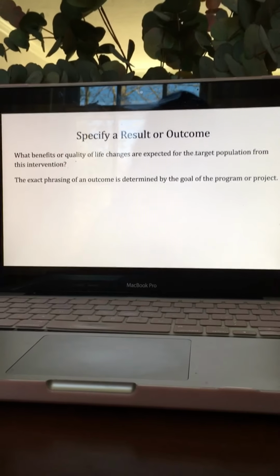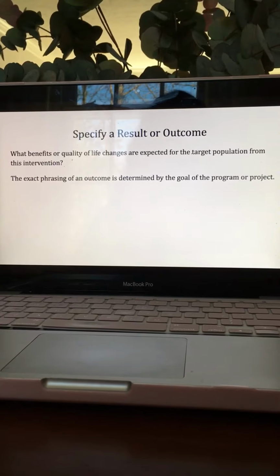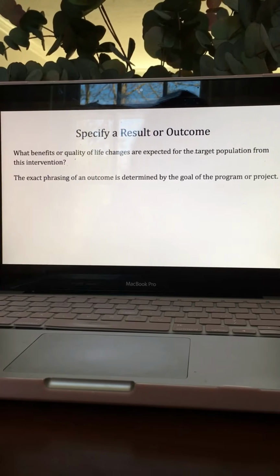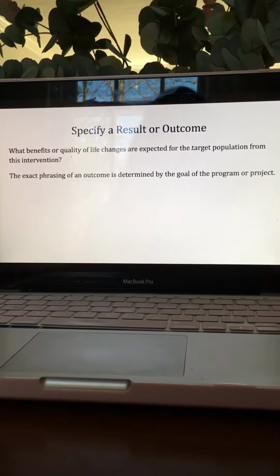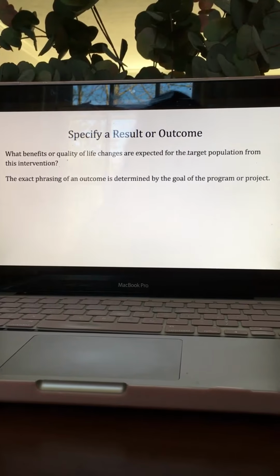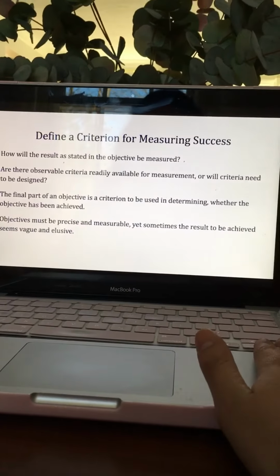And then specify a result or outcome. So what benefits or quality of life changes are expected for the target population from this intervention? So what exactly results are we going to get from this intervention? And the exact phrasing of an outcome is determined by the goal of the program or project.